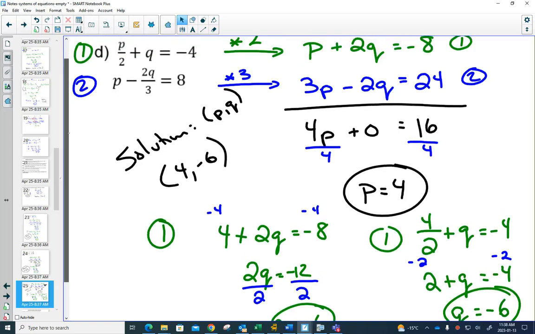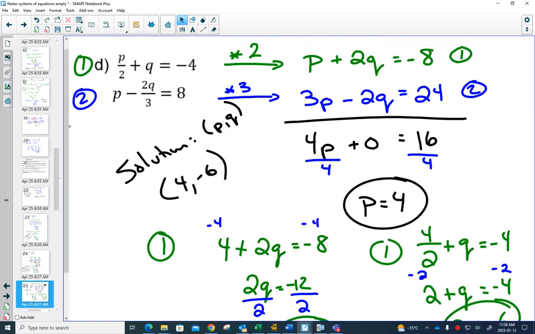Okay, mental math, let's double check it with the original equations. Does it work? Does it work in equation 1? Yes. Equation number 2, this is a little bit trickier. Yes. It does work as well. So our solution is correct.